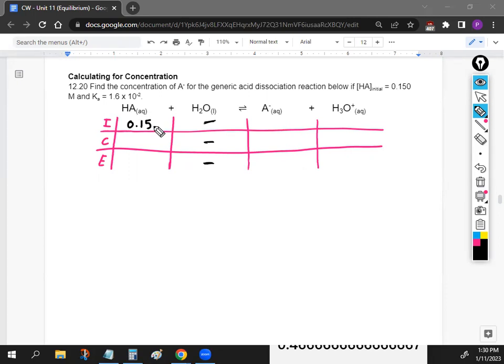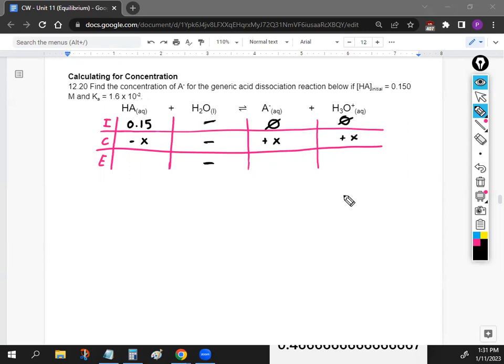All right, now we are talking about this guy dissociating. So initially we'll have 0 for both of them. What we're gonna look at now is how this compound is going to dissociate. So we're going to lose our HA, we're going to gain your conjugate base, and you're going to gain hydronium.